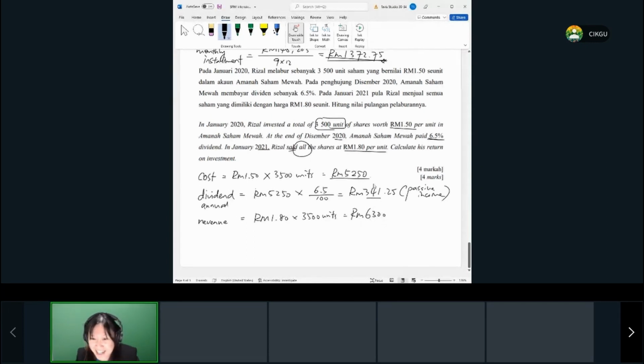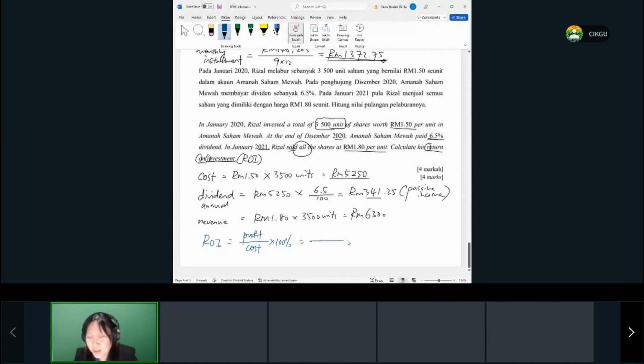Smart guy! Calculate his return on investment, short form ROI. ROI is a very common term in stock investment. So what is ROI? Very easy only. This is just a fancy name to confuse you. What ROI means is you find how much profit you earn out of your cost, times 100%. That means the higher the ROI, the more you earn.